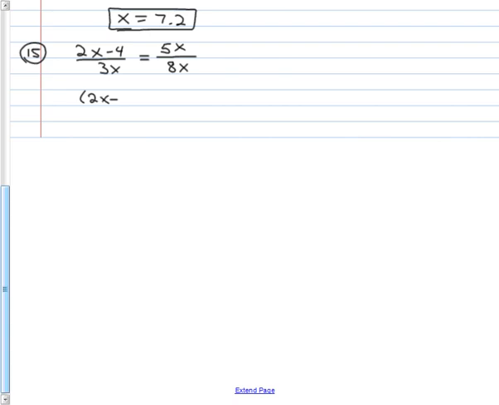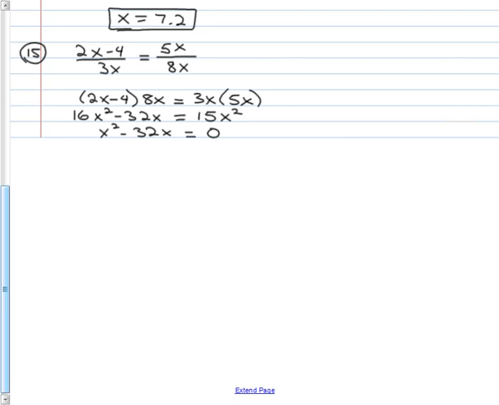2x minus 4, that complete sum, times the 8x, must equal the 3x times 5x. So distributing my 8x times 2x, 16x squared, minus 32x equals 3x times 5x, 15x squared. Let's subtract that 15x squared. Minus 15x squared from 16x squared, that's 1x squared, minus 32x equals 0 if I subtracted that 15x squared.